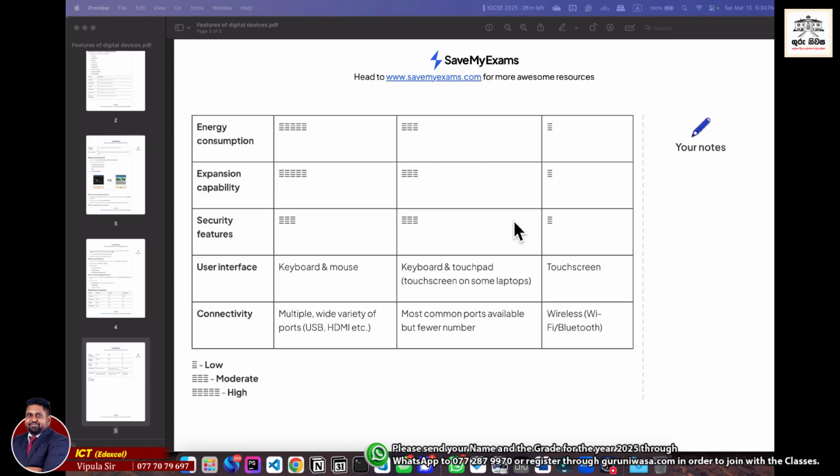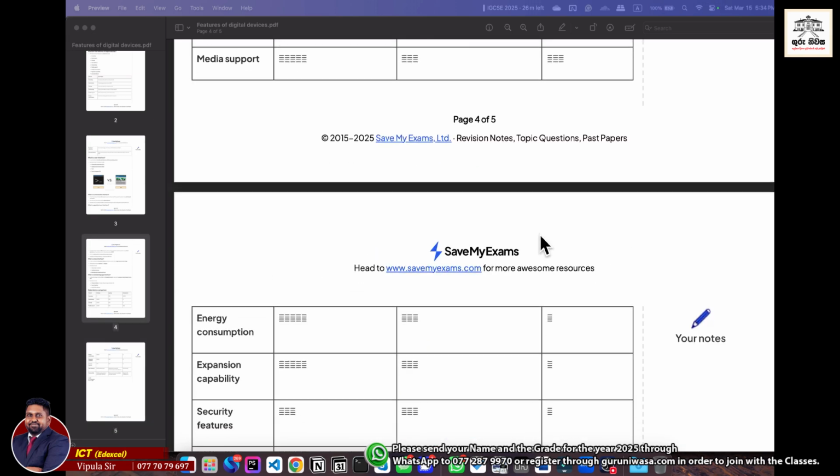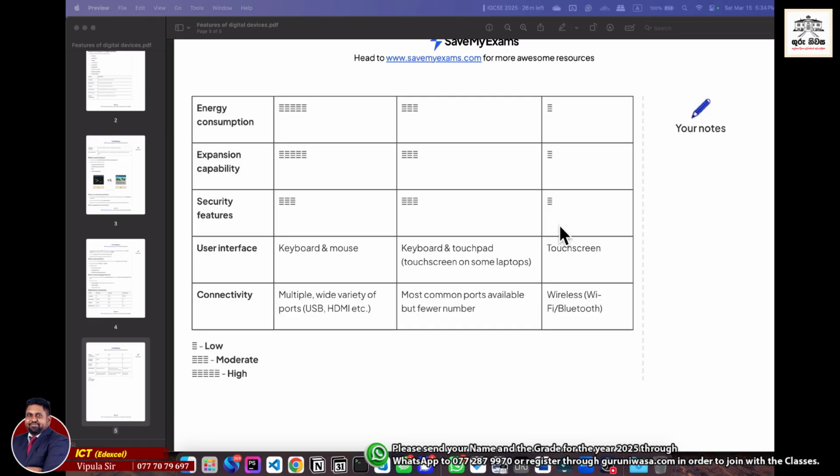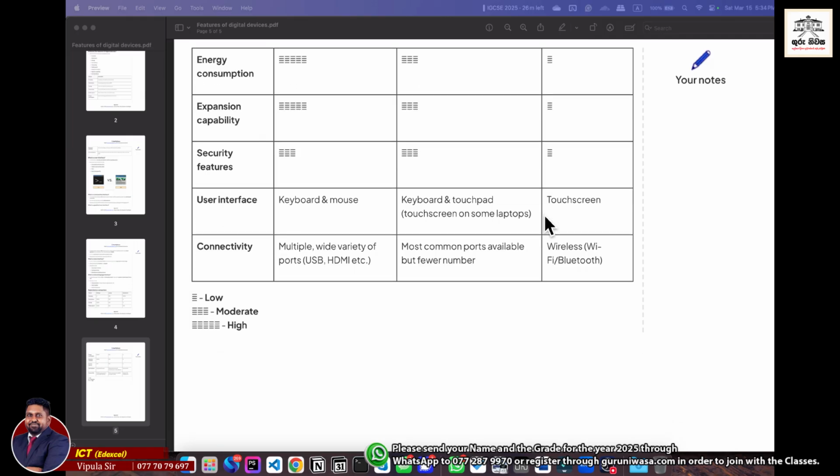When it comes to security, smartphones are actually not that good, primarily because it's portable, and secondarily because the device can be manipulated. And then we talk about the user interface.